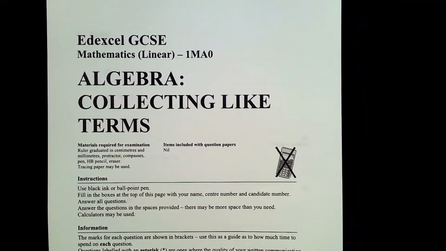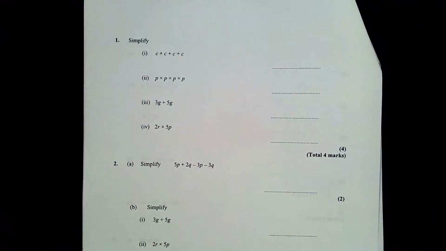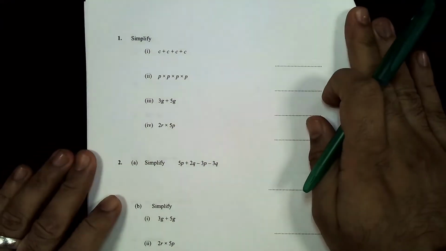This is an exam questions booklet taken from a website called Maths Genie, and we'll start with the first set of questions and see how we go. So, the first set of questions, if you can see them there, say C add C add C add C.